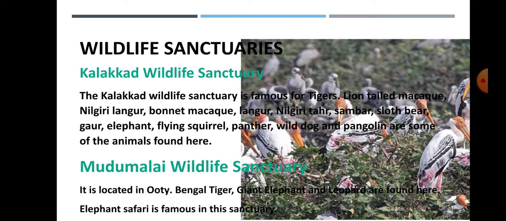The first wildlife sanctuary we are going to discuss here is Kalakkad Wildlife Sanctuary, which is famous for tigers, and you can also see lion-tailed macaque, Nilgiri langur, bonnet macaque, Nilgiri tahr, sambar, sloth bear, gaur, elephant, flying squirrel, panther, wild dog, and pangolins are some of the other animals that you can find there.